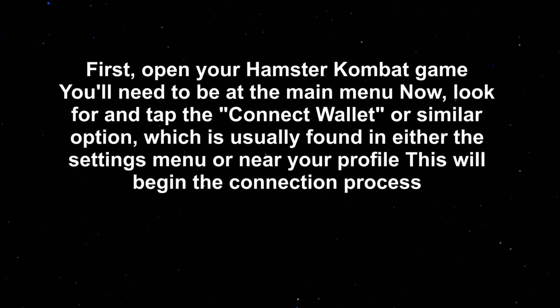Ready to level up your Hamster Kombat experience? First, open your Hamster Kombat game. You'll need to be at the main menu now. Look for and tap the Connect Wallet or similar option, which is usually found in either the Settings menu or near your profile. This will begin the connection process.